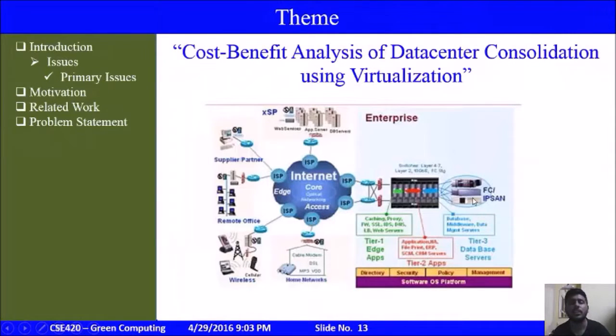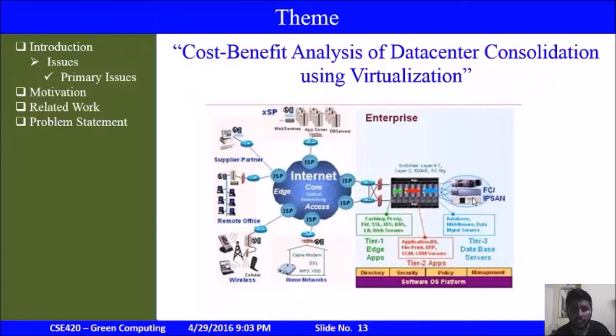Now comes the theme of our project. The title of our paper was Cost Benefit Analysis of Data Center Consolidation Using Virtualization. The theme consists of a flowchart. The main part of the design is the internet core access, which includes the various ISPs that connect it to other platforms such as XSP, supplier partner, remote office, wireless networks, and home networks.